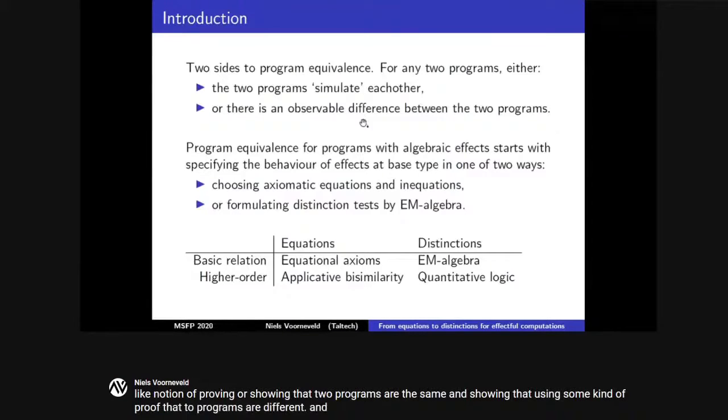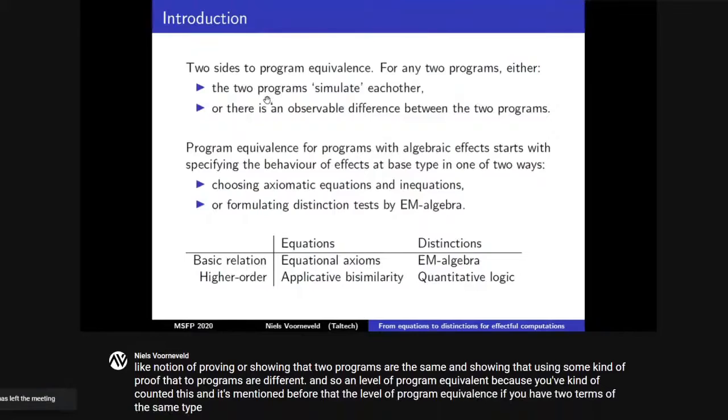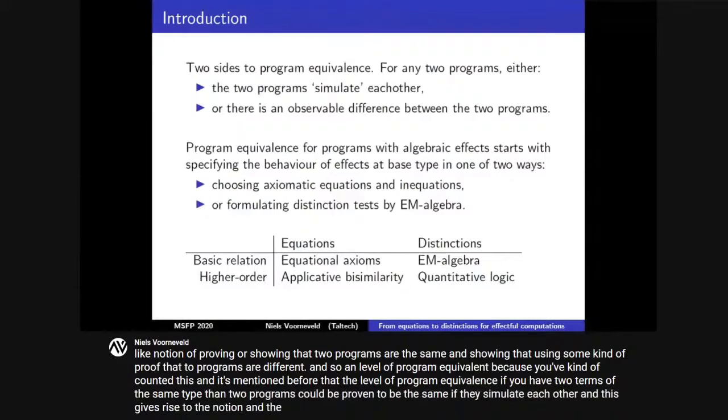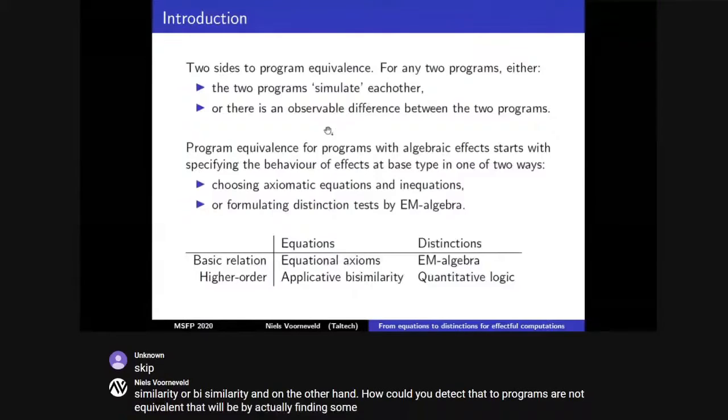And so at the level of program equivalence, as you've encountered and as was mentioned before, if you have two terms of the same type, then two programs could be proven to be the same if they simulate each other. This gives rise to the notion of applicative similarity or bisimilarity. On the other hand, how could you detect that two programs are not equivalent? That would be by actually finding some observable difference between the two programs.